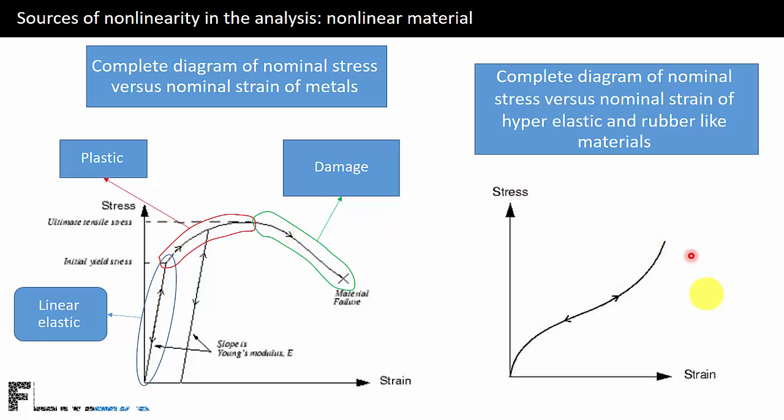And this is the complete diagram of nominal stress versus nominal strain of hyperelastic and rubber-like materials. All of the diagram is nonlinear, and it doesn't have a linear part. If there is hyperelasticity or rubber-like behavior in the simulation, from the start of the simulation it is nonlinear.